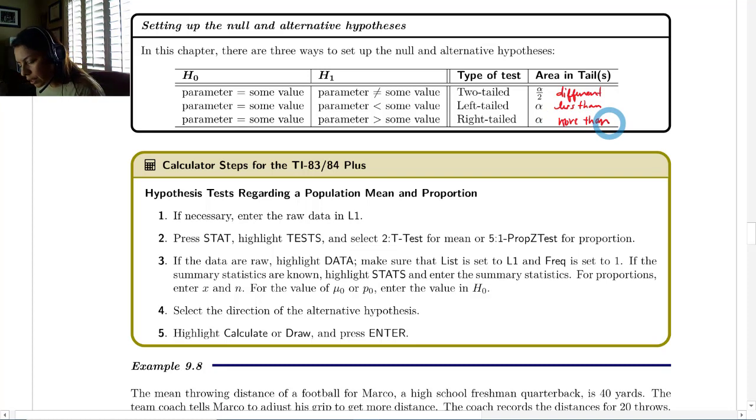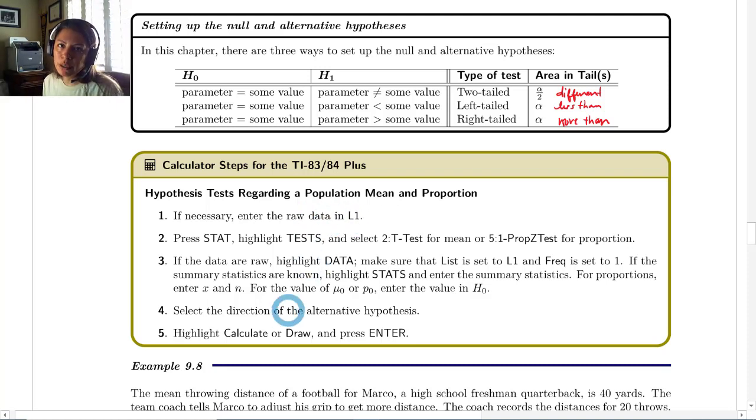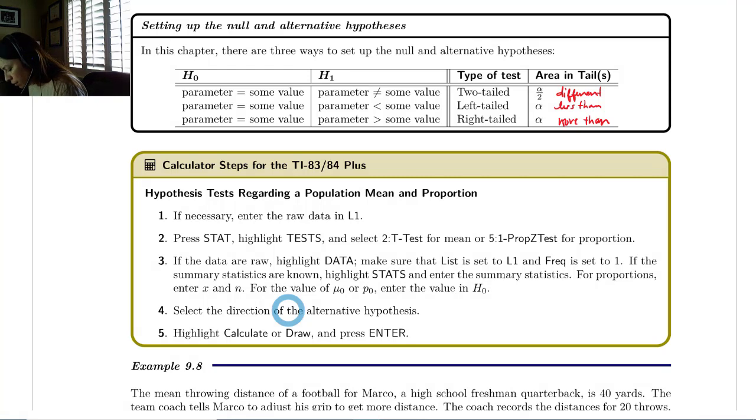And here are the steps in the calculator. Again, if you're given raw data, and we are going to have examples with raw data, you just put them in L1. But don't forget, we always have to do the preliminary checks. If it's given to us that the data come from an approximately normal distribution population, then we'll be fine. But overall, we always need to keep in the habit of checking those preliminaries.